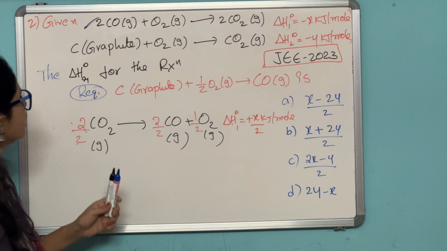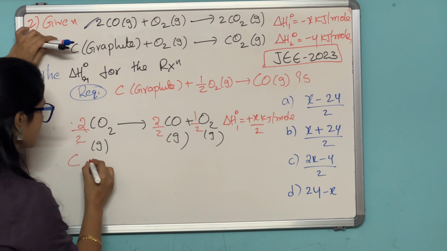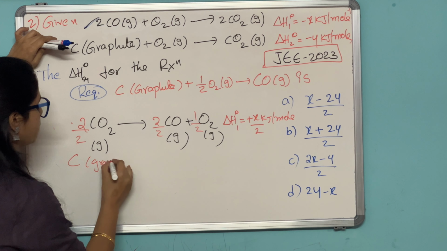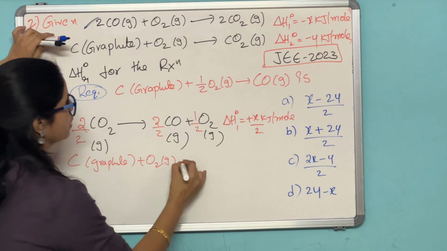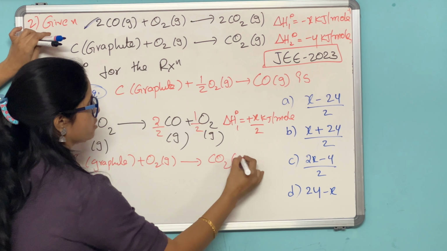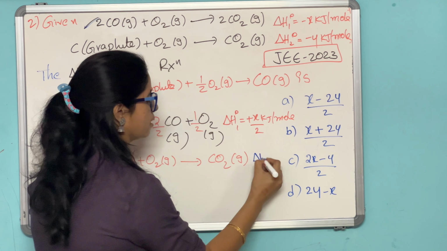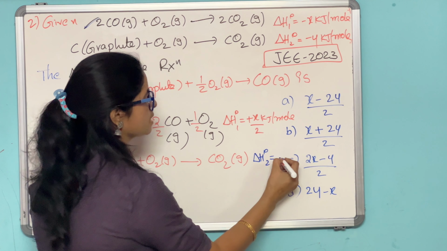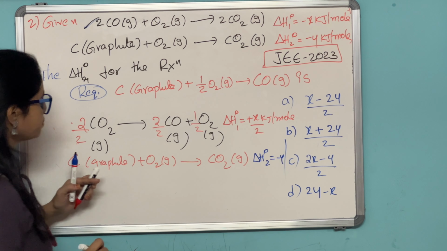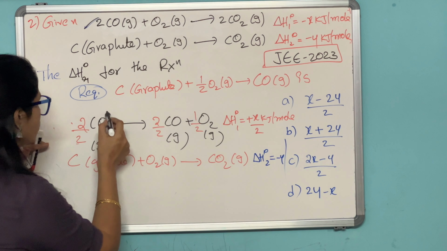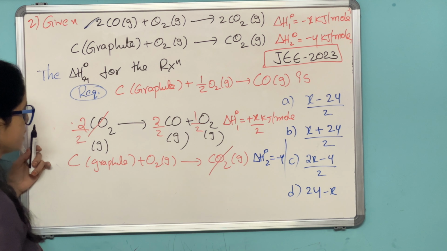Okay. Now what is your second equation? C graphite, write as it is. C graphite plus O2 gas gives rise to CO2 gas. Look for the cancellations here. Here delta H2 naught is equal to minus Y. So look for the cancellations here. This CO2 and this CO2 will get cancelled.